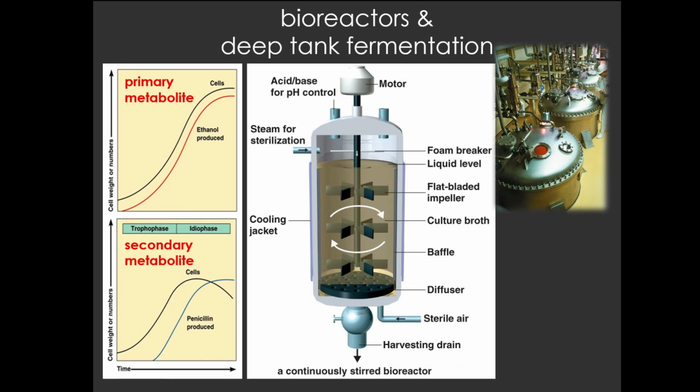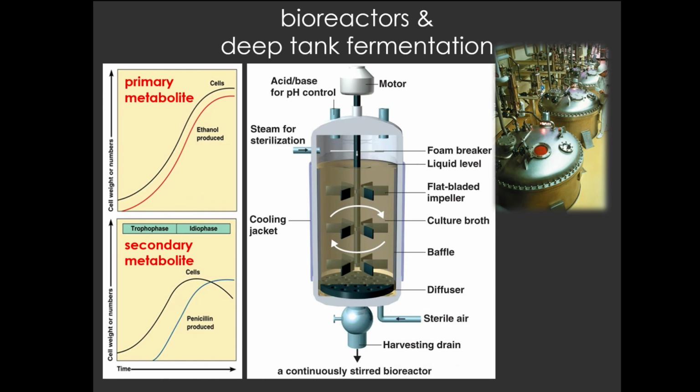So when we're talking about deep tank fermentation in bioreactors, notice we're not talking about lag and exponential and stationary and death phase. What we want to talk about is cells that are at a low concentration and cells that are at a high concentration. And so those are differentiated by trophophase and idiophase. So trophophase is cells anywhere before stationary phase. Idiophase is where the cells enter stationary phase.